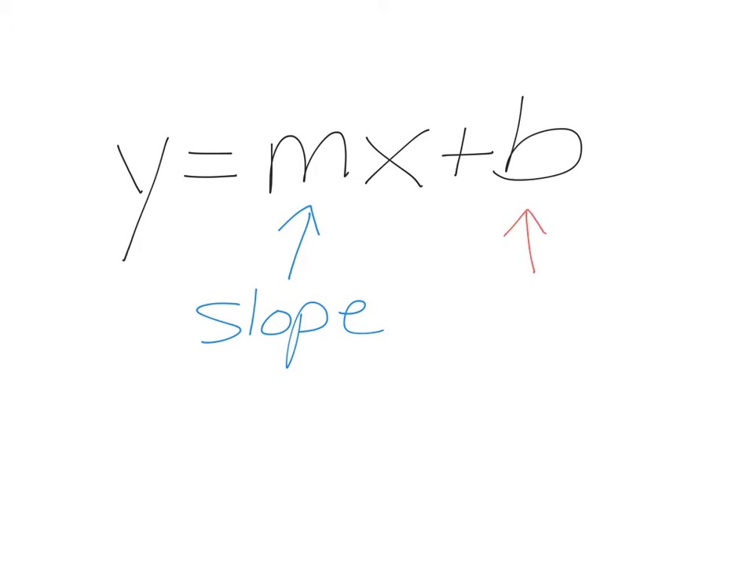B, have we talked about lowercase b before? We talked about it when we did graphing. It was something with the intercepts. Matter of fact, this was the y-intercept. So little b, in this case, is the y-intercept.